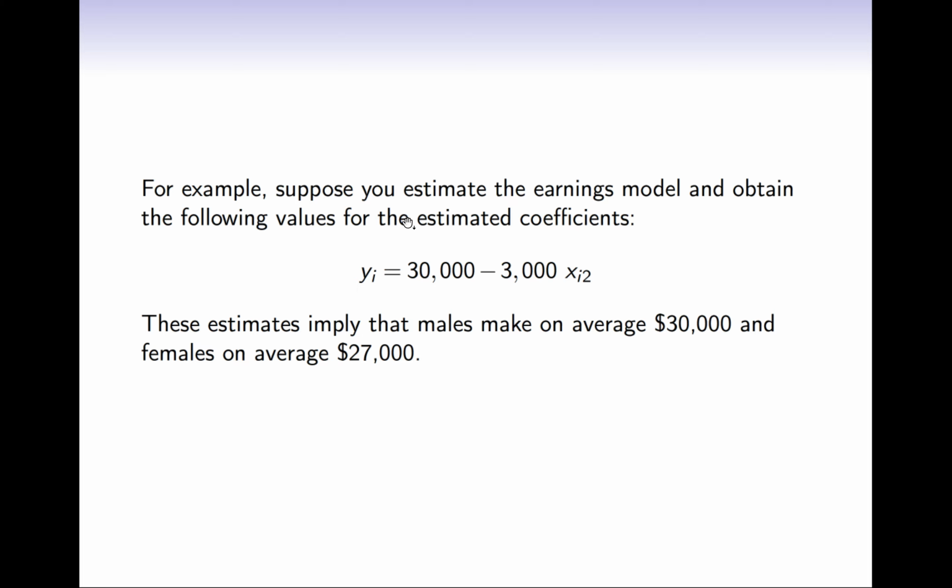If you obtain these coefficients, let's say from estimating that regression, these estimates imply that males make on average 30,000 and females on average 27,000, because it's 30,000 minus 3,000. This is because xi2 is one only if female.